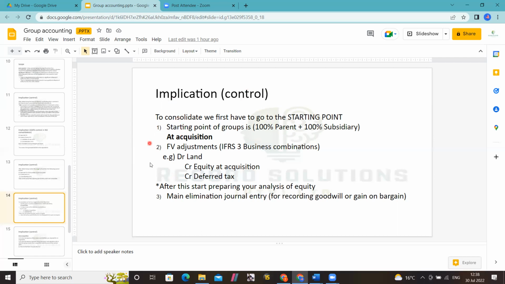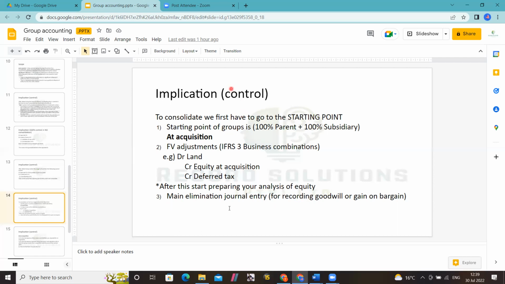And then after you are done with these adjustments, please start preparing your analysis of equity. At this point, start drawing your analysis of equity, because it's going to help you with the measurement part, the calculation part of the pro forma journal entries that are about to come. So we are here, and after we're done with this, we're going to the main elimination journal entry.